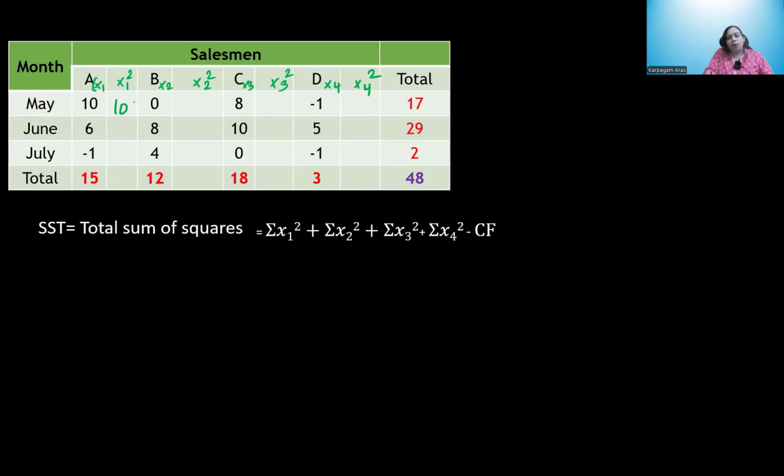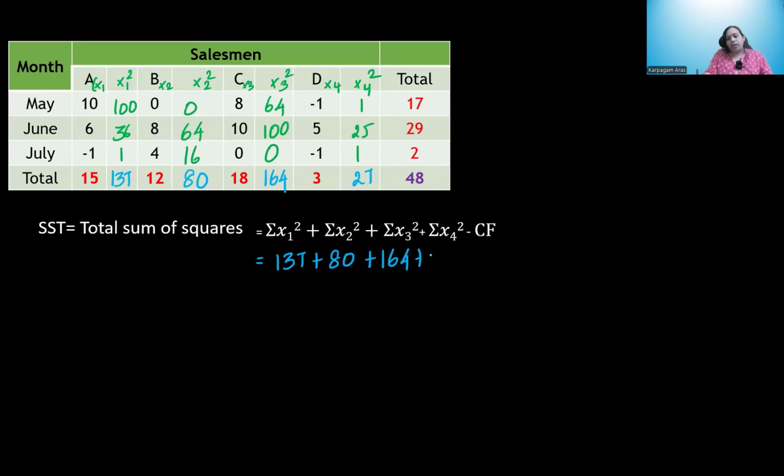10 raised to the power of 2, 0, 36, 1, 0, 64, 16, 64, 100, 0, 1, 25, 1. This will become 137, 80, 164, 27. 137 plus 80 plus 164 plus 27 minus the correction factor 192 equals 408 minus 192, 260. The total variation available for this data set is 260.